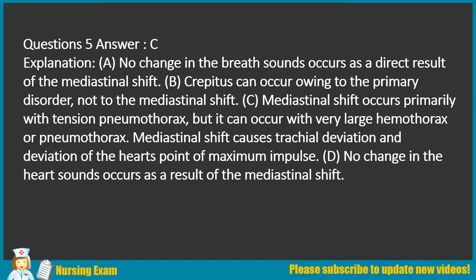Question 5 Answer: C. Explanation. A. No change in the breath sounds occurs as a direct result of the mediastinal shift. B. Crepitus can occur owing to the primary disorder, not to the mediastinal shift. C. Mediastinal shift occurs primarily with tension pneumothorax, but it can occur with very large hemothorax or pneumothorax. Mediastinal shift causes tracheal deviation and deviation of the heart's point of maximum impulse. D. No change in the heart sounds occurs as a result of the mediastinal shift.